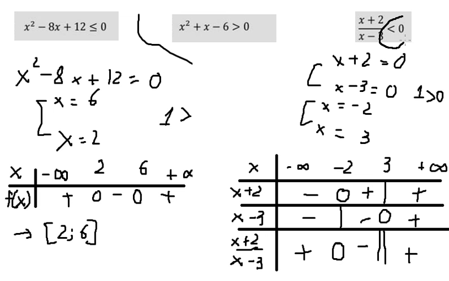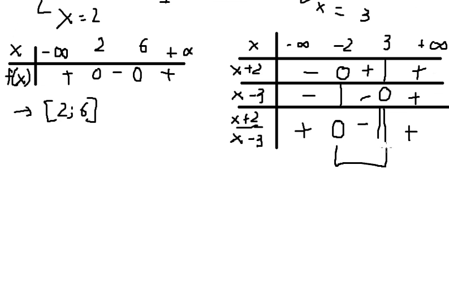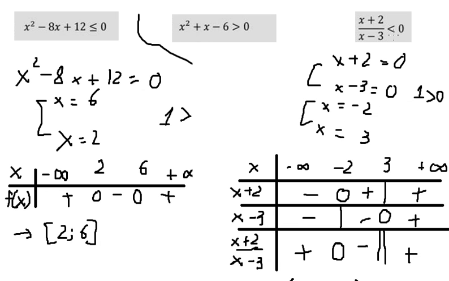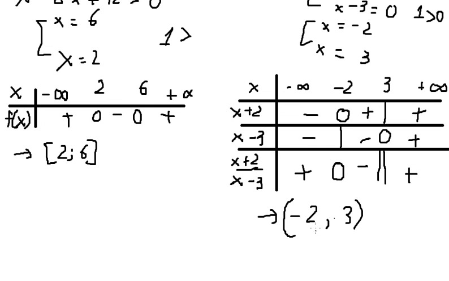Now they want to find smaller than 0, so that should be this one. And we need to write the answer in here. Because we don't have the equal sign, so we need to write like this.